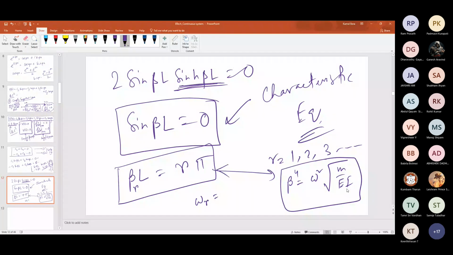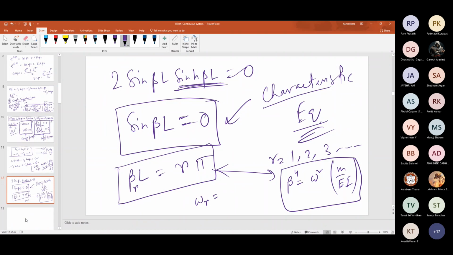Any doubt so far? So I got the characteristic equation or frequency equation, sine beta L equal to 0. Very interesting now. We are already almost there to finding out the natural frequency. The remaining is the mode shape, and that we are doing for a simply supported beam. Exact solution, okay, is only possible for a simple, uniform type of beam. Otherwise, it will be quite difficult. Then you have to go for the approximation.